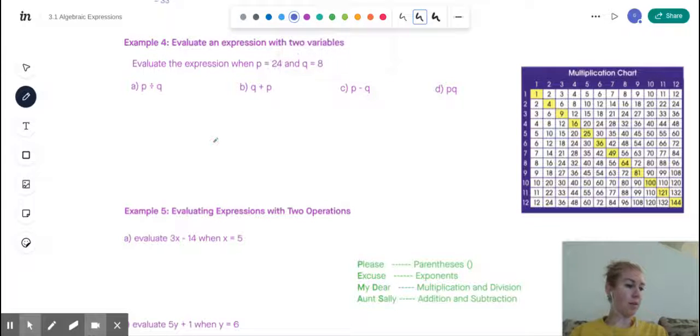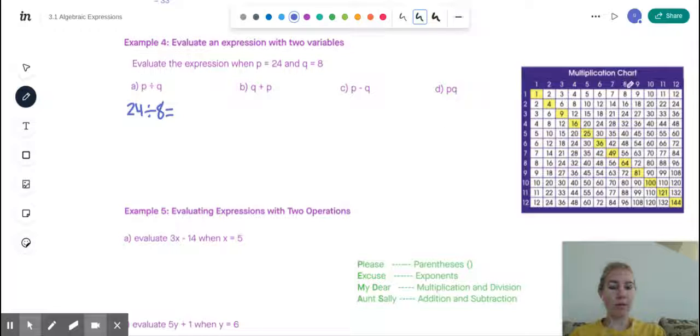So I know that p is 24, so I'm going to rewrite my problem with p being 24, and then divided by q, and I know q is 8. So I simply substituted 24 for p, and then I substituted 8 for q. And then let's find 24 divided by 8.